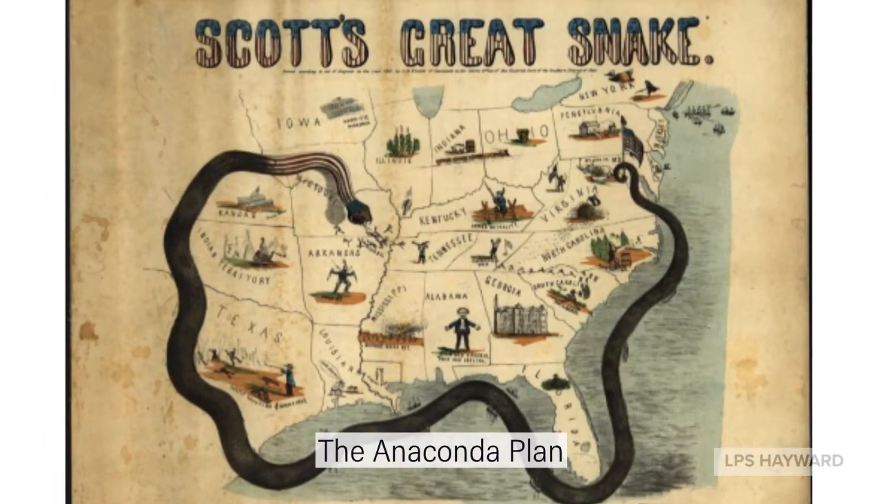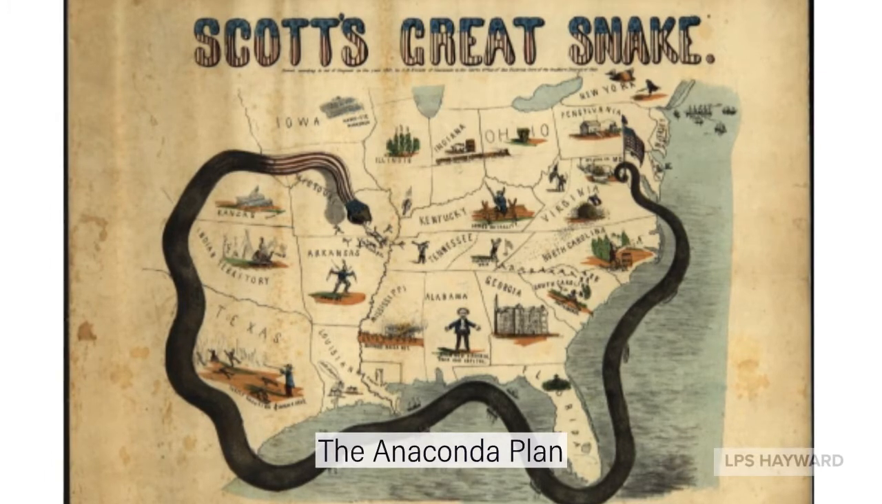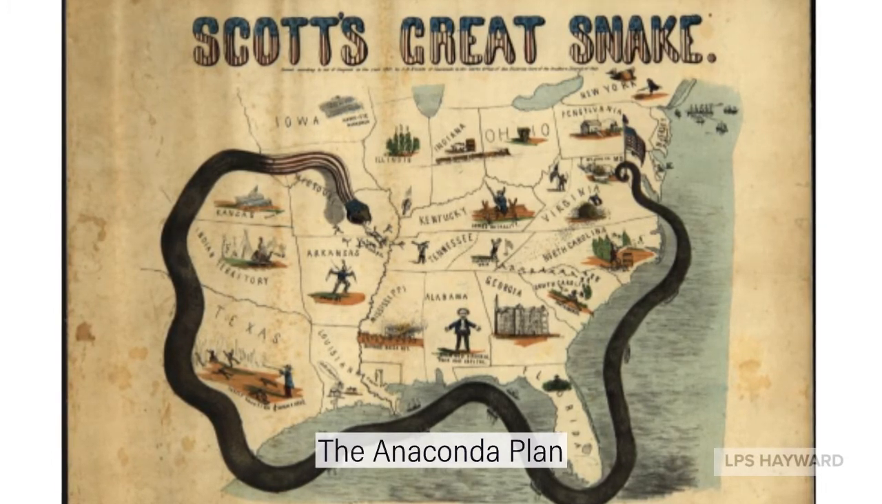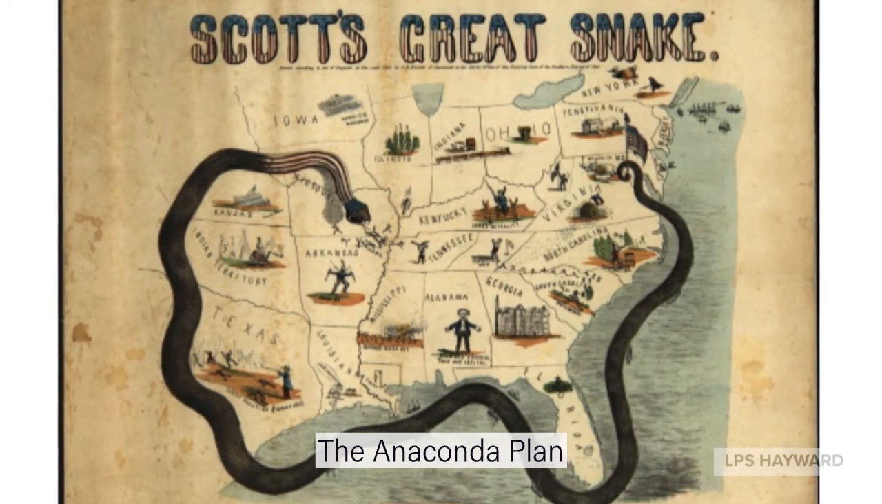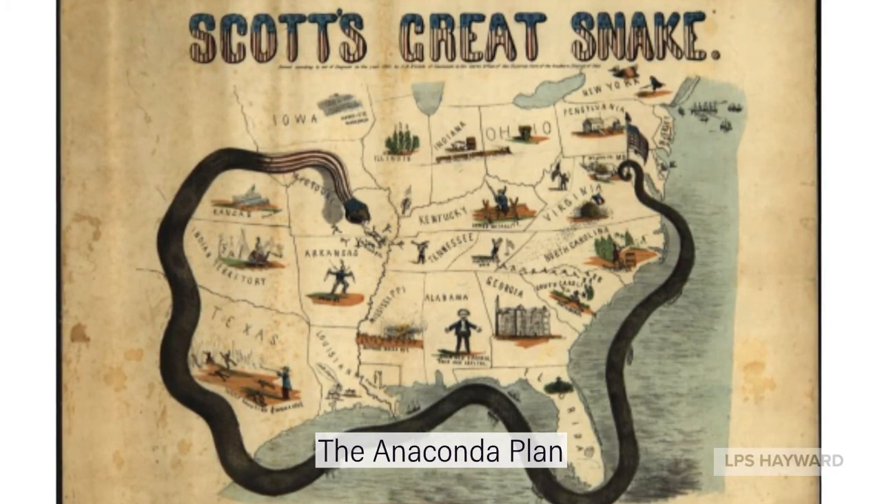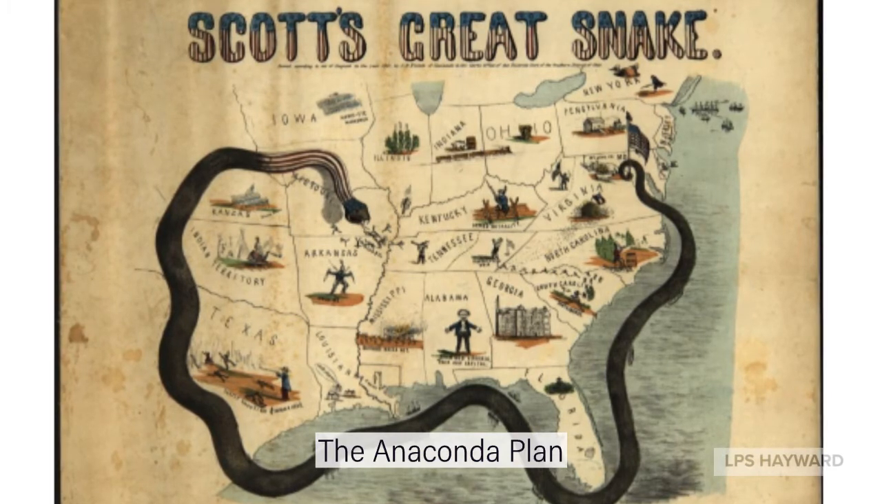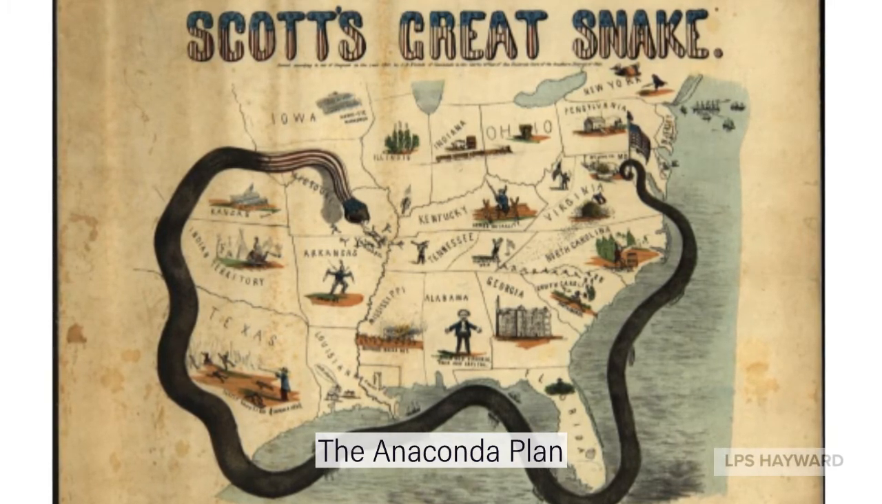Abraham Lincoln's plan to win the war was known as the Anaconda Plan, a strategy intended to strangle the Confederacy by cutting off access to coastal ports and inland waterways using a naval blockade.